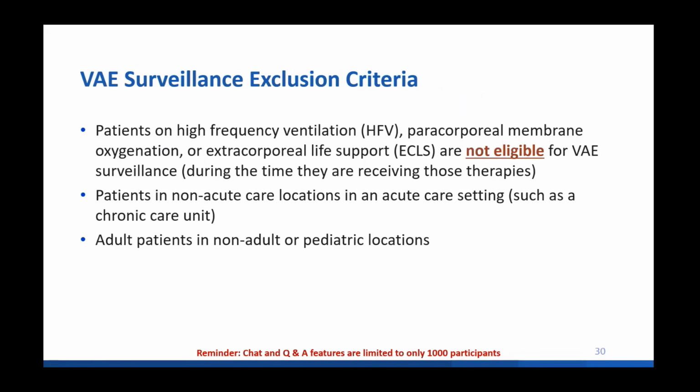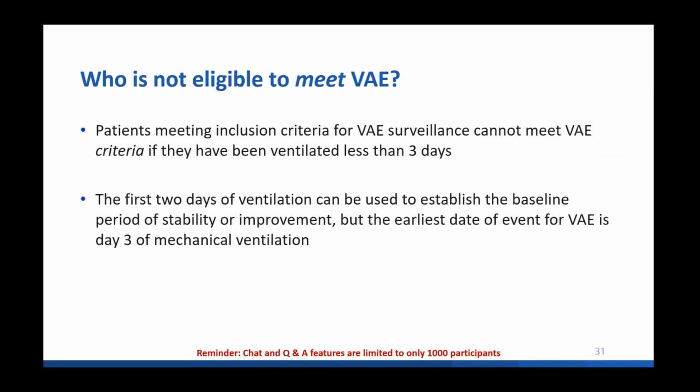So who's excluded from VAE surveillance? Patients on high-frequency ventilation, paracorporeal membrane oxygenation, or extracorporeal life support are excluded from VAE surveillance during the time that they are receiving those therapies. Additionally, patients in non-acute care locations, such as chronic care units, are also excluded from VAE surveillance. Since VAE surveillance is location-based, adult patients that may be housed in non-adult or pediatric locations are excluded as well.